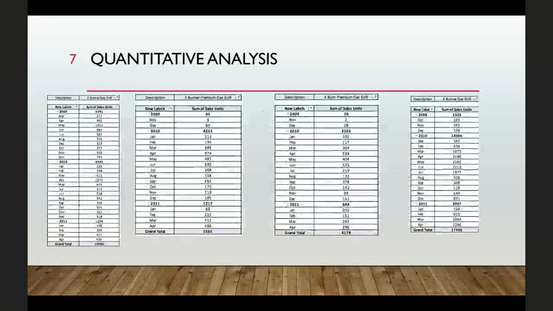As far as quantitative data is concerned, these are the demand profiles of each of the grills, and as you can see, the numbers and demands are going up for units each year. So as long as the demand continues to increase, then it will continue to be an upward trend. With that upward trend, profits will always go up.